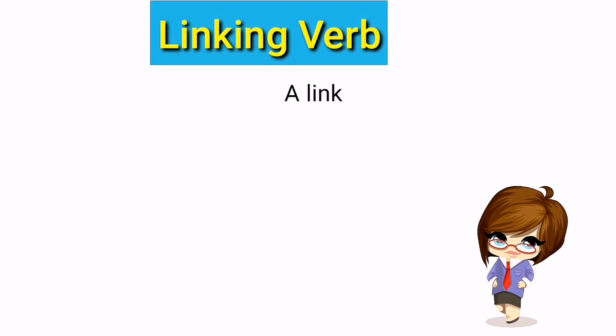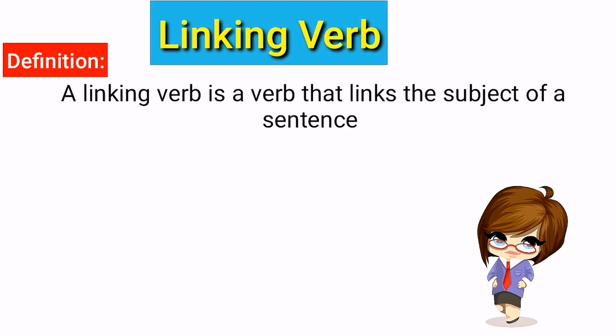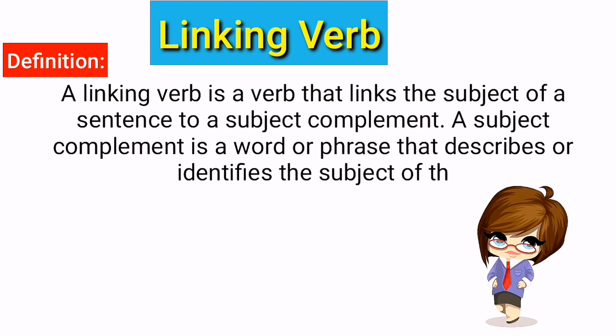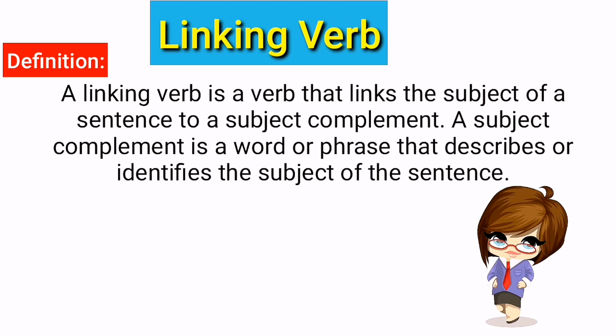Linking verb. A linking verb is a verb that links the subject of a sentence to a subject complement. A subject complement is a word or phrase that describes or identifies the subject of the sentence. Basically, a complement can be either an adjective, noun, etc. Linking verbs help to describe or identify the subject by showing a relationship between the subject and the complement. Unlike action verbs, linking verbs don't show a direct action. Instead, they help to establish a state of being or condition.